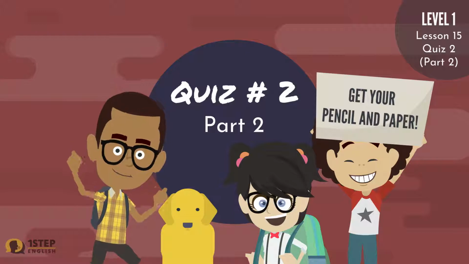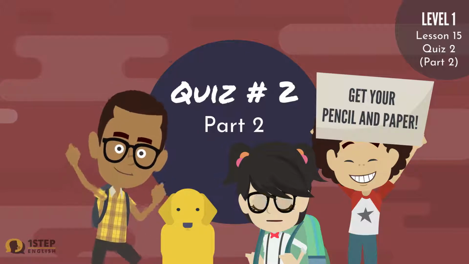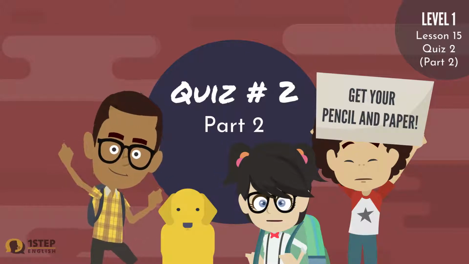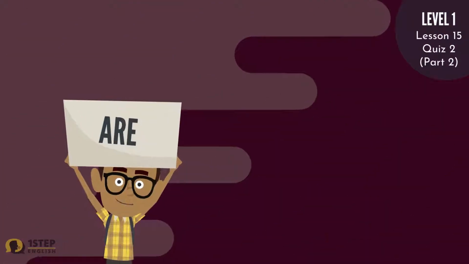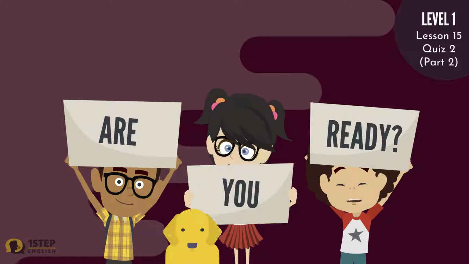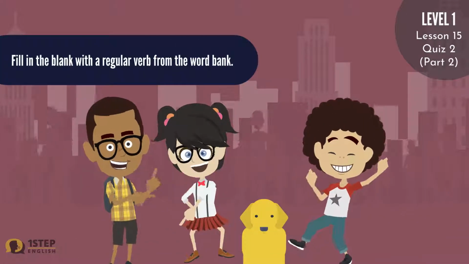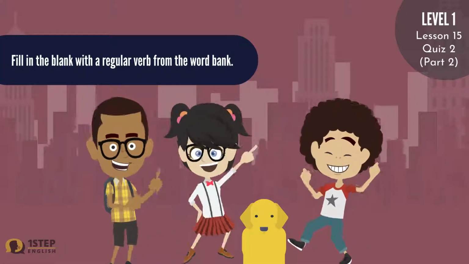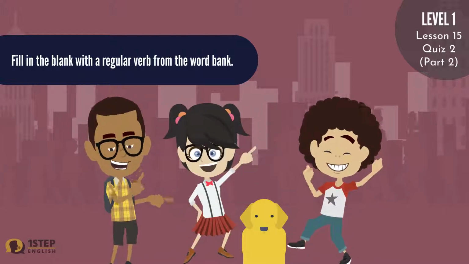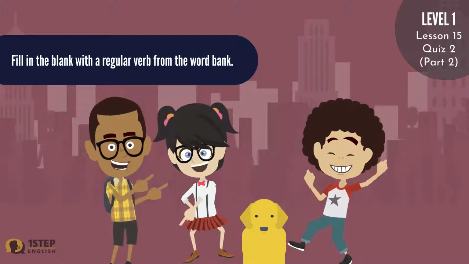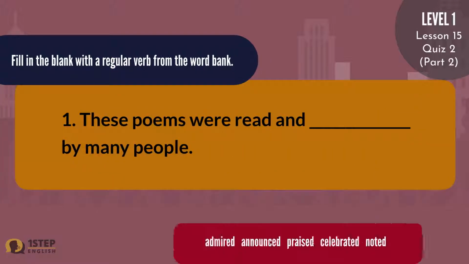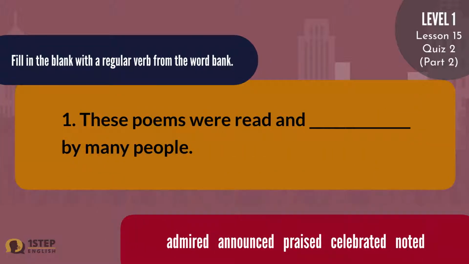Quiz number 2. Part 2. Ready your pencil and paper. Are you ready? Fill in the blank with a regular verb from the word bank. Number 1. These poems were read and by many people.